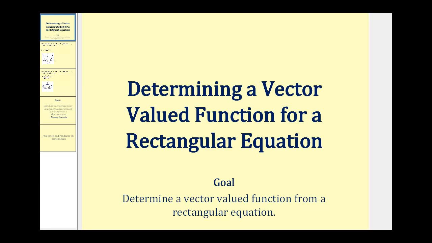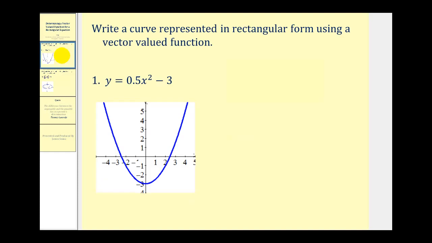Welcome to a video that will show how to determine a vector-valued function from a rectangular equation. So for example, if we have the rectangular equation y equals 0.5x squared minus 3, as we see graphed here, we should be able to express this using a vector-valued function.